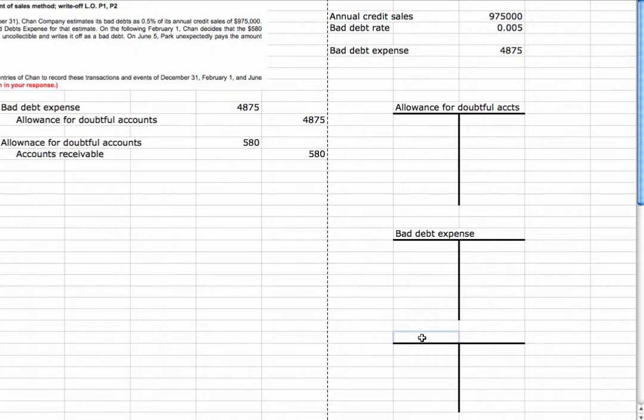And this is accounts receivable. Okay, so what we've got here is originally we had a debit to bad debt expense for $48.75, credit the allowance for doubtful accounts for $48.75, which is this entry right here. Then at the time of doing the write-off, we're going to reduce the allowance for doubtful accounts by $580, and we're going to reduce accounts receivable by $580.